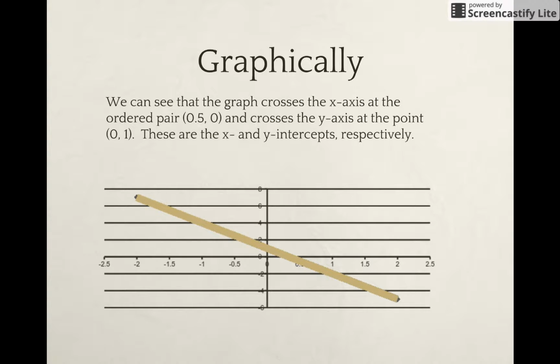We can identify the x-intercept and y-intercept of a linear function graphically. We have a graph of a linear function below, and we can see here that the graph crosses the y-axis here, and that the graph crosses the x-axis here. If we identify these points, we'll see the x-intercept looks to be about the ordered pair 1/2, or 0.5, 0, and the y-intercept, this point here, appears to be the ordered pair 0, 1.